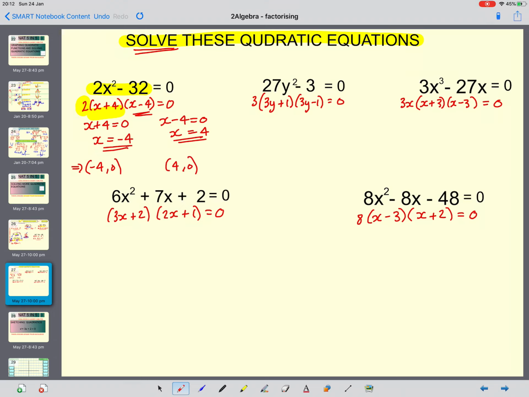Okay, next one. Again, that 3 on the outside of the bracket does not form one of your solutions. 3 has just been taken out to make it a little bit easier for you. So first one, we've got 3y add 1 equals 0. 3y equals negative 1. So y must equal negative 1 over 3, so negative a third. Next one, we've got 3y take away 1 equals 0, so add 1 to both sides. 3y equals 1, divide by 3, y equals a third.